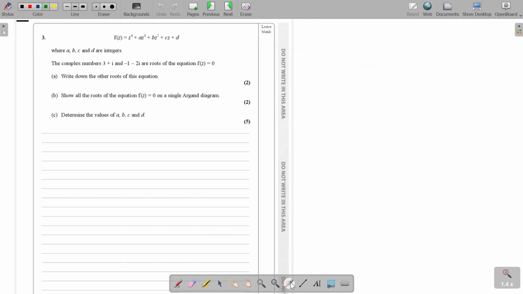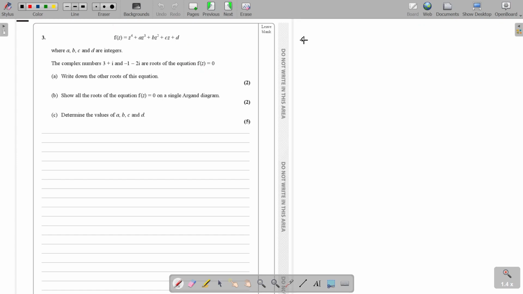Question number 3. f(z) equals z to the power 4 plus az cube plus bz square plus cz plus d, where a, b, c and d are integers. The complex numbers 3 plus i and minus 1 minus 2i are roots of the equation f(z) equals 0. Write down the other roots. So what are the other roots?